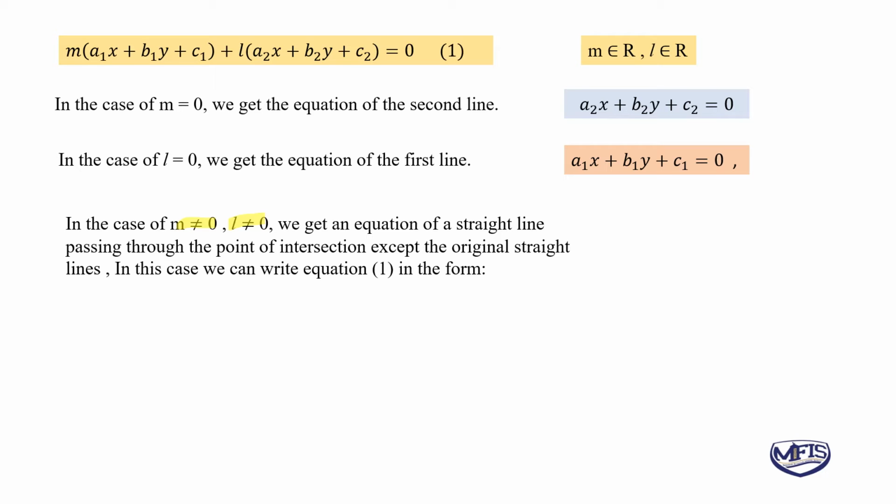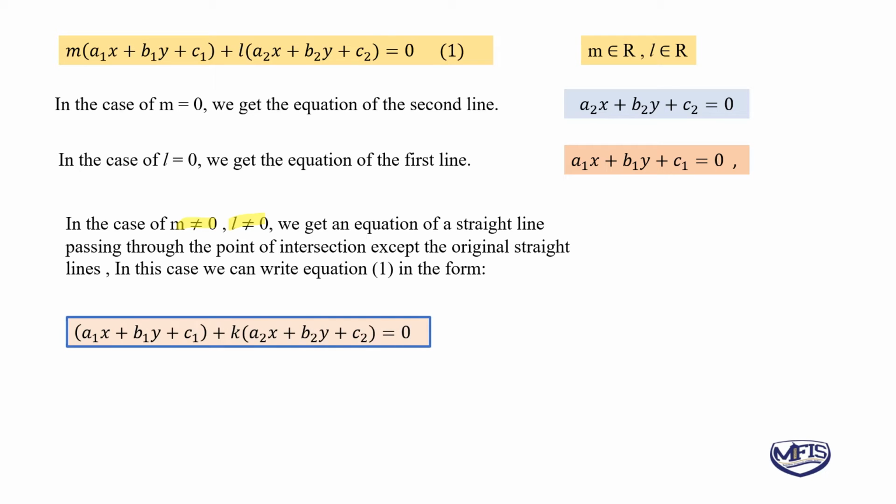In this case, we can write the equation in the form a1x plus b1y plus c1 plus k multiplied by a2x plus b2y plus c2 equal to 0, and we want to find the value of k. Then we substitute the point through which the line must pass, so we can get the value of k. Okay, and k belongs to R except the set of 0.